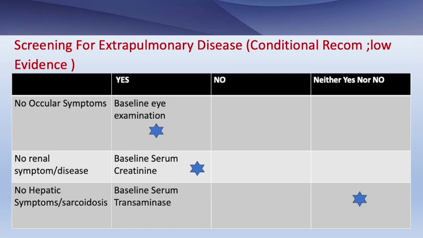Coming to the screening of extrapulmonary diseases, here three most important systems have been taken into consideration: the eye, the kidney, and the liver. Amongst the eye, a lot of patients with sarcoid may not have any symptoms related to the eye at presentation, but the burden of ocular disease in sarcoidosis is almost 26%, and it can go as high as 50% in certain populations, like the Japanese population. So eye examination is something which does not cause any burden.